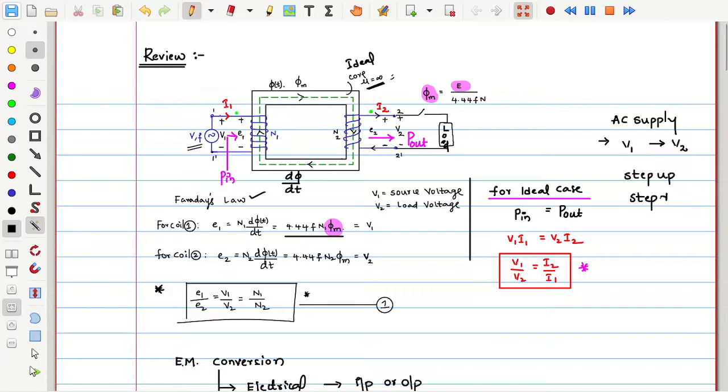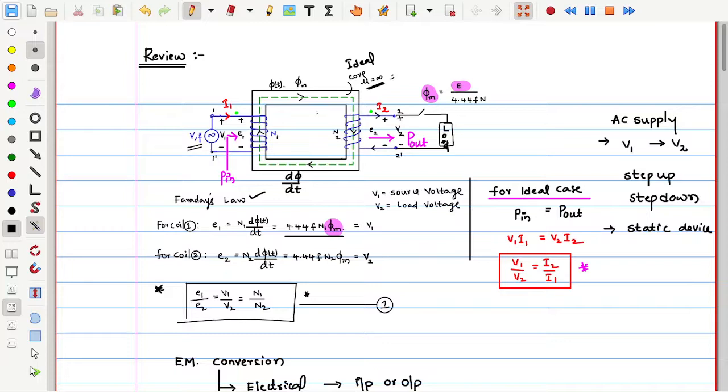Or step down. That means we are changing the AC voltage from lower voltage to higher voltage, or higher voltage to lower voltage. So that is the primary objective of this transformer. One more important point you should note is that this device is a stationary or static device. There are no moving parts inside this device.